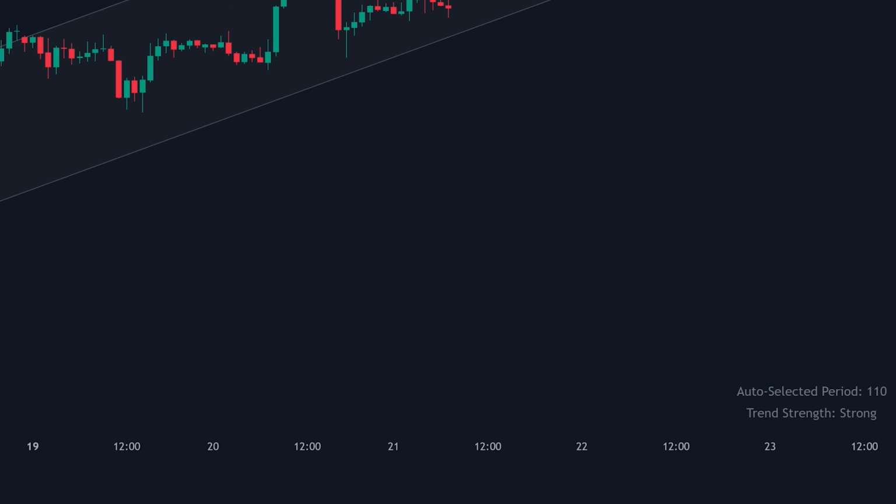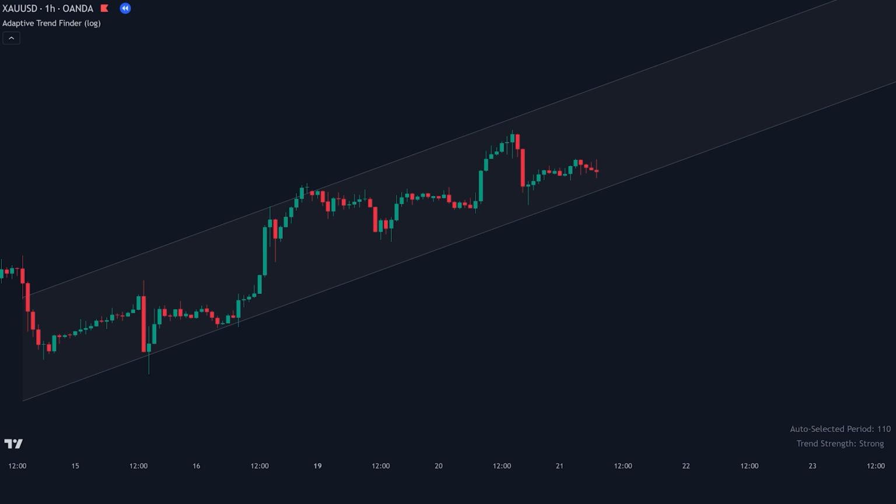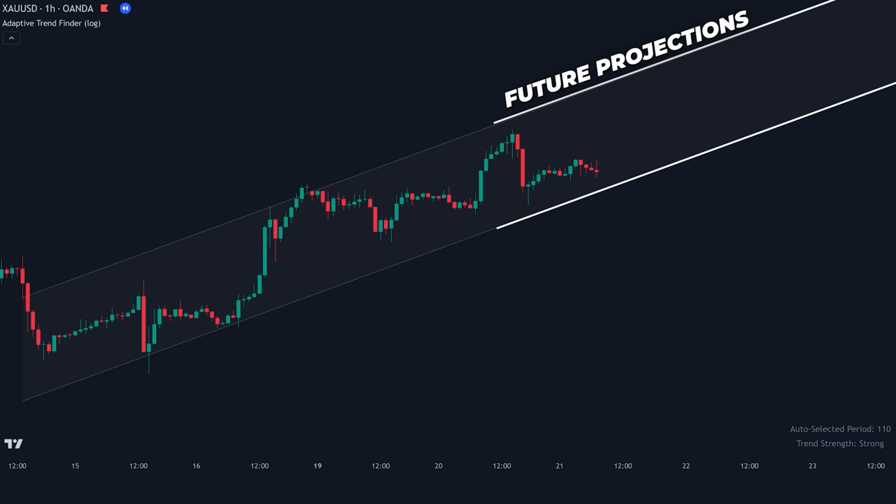It tells you if the trend is strong or weak, helping you decide if it's a good time to buy or sell. Future projections shows where the price might go next by extending the current trend. This helps you plan your trades by showing possible future price levels.